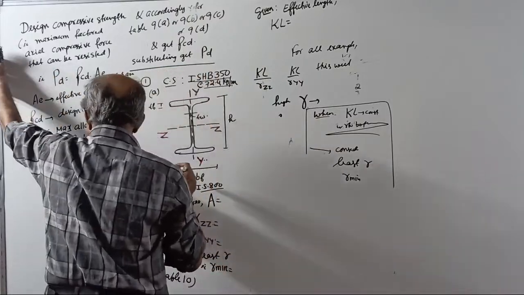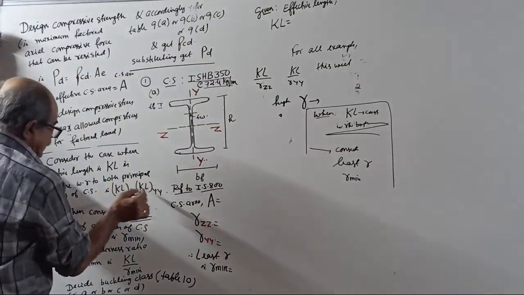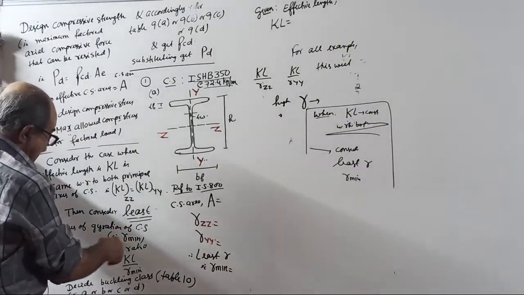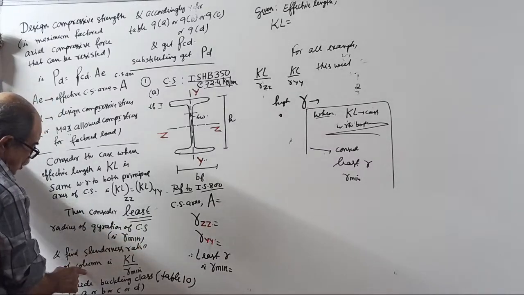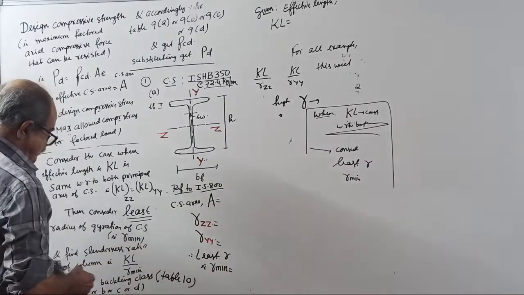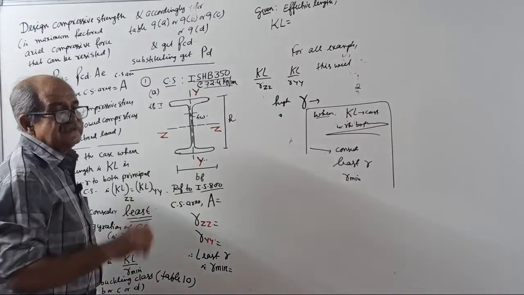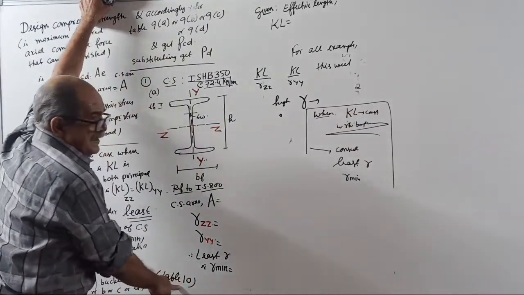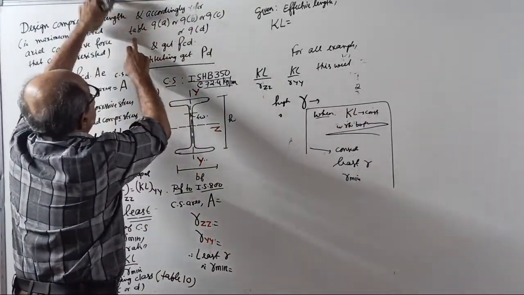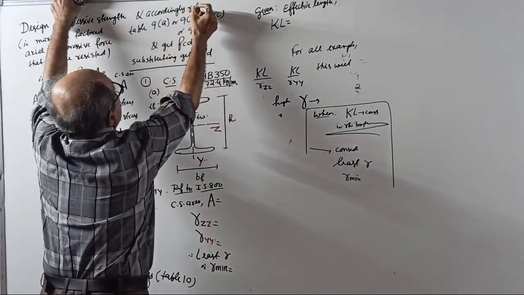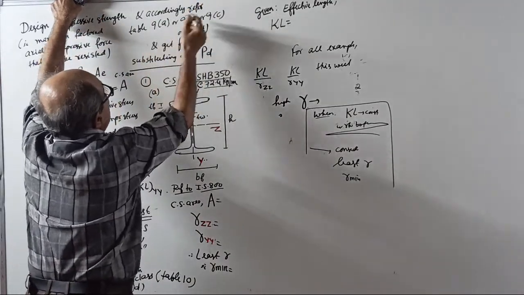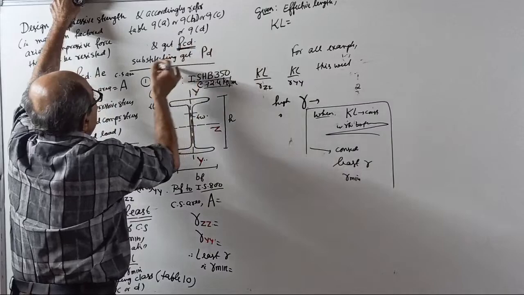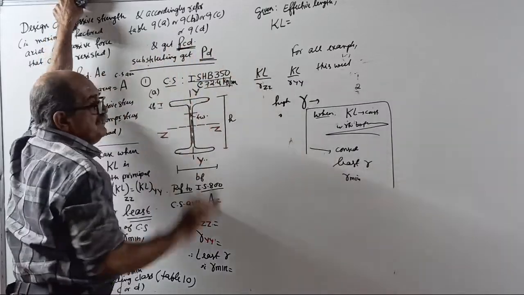So what do you do? Consider the effective length the same with respect to both. Then consider the least radius of gyration of the cross section, R minimum. Find the slenderness ratio of the column, KL by R minimum. Then decide the buckling class, that is A, B, C or D, referring to Table 10, and accordingly refer to Table 9A, 9B, 9C or 9D and get FCD, and substituting get PD. Over. This is the procedure.